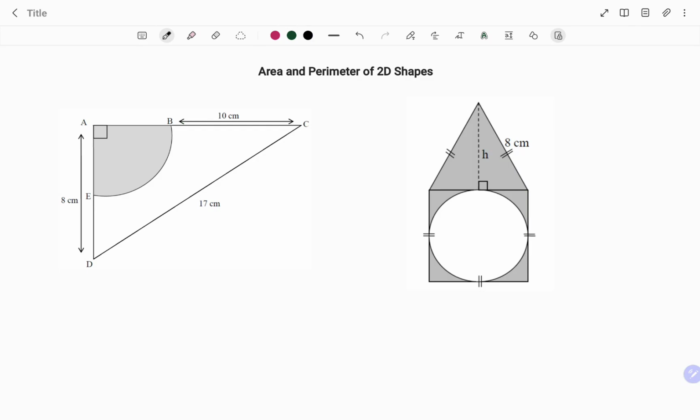In this video, I'm going to show you how to find the area and perimeter of the following 2D shapes.